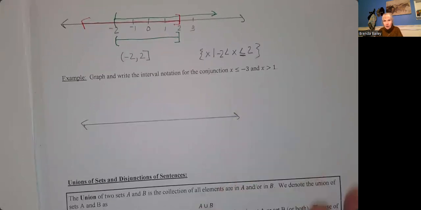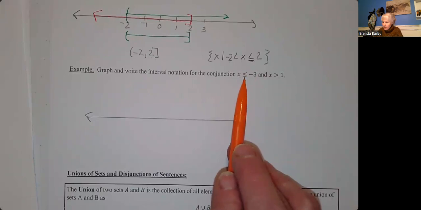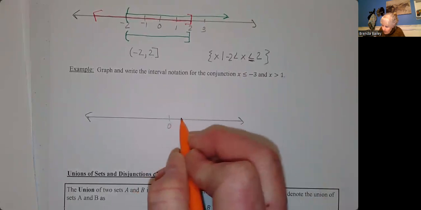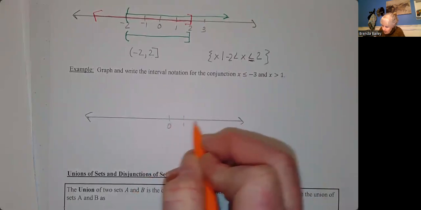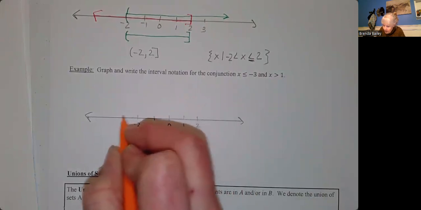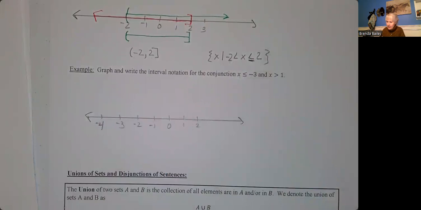We want the conjunction between these two. X is less than or equal to -3 and x is greater than 1. So we want the conjunction, or the intersection, or what's in common. Let's graph both of them. We have 0, 1, 2, -1, -2, 3, -4. Okay, we can do the red and green idea again. Let's go ahead and do this first one.